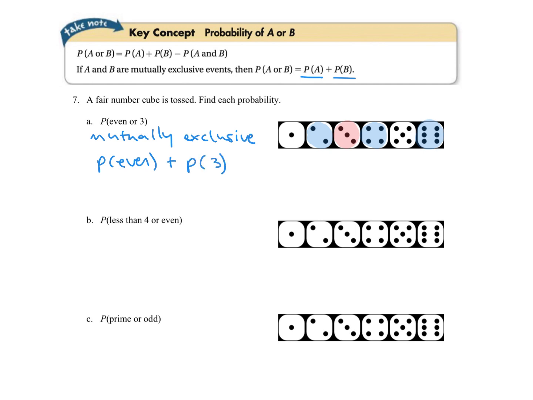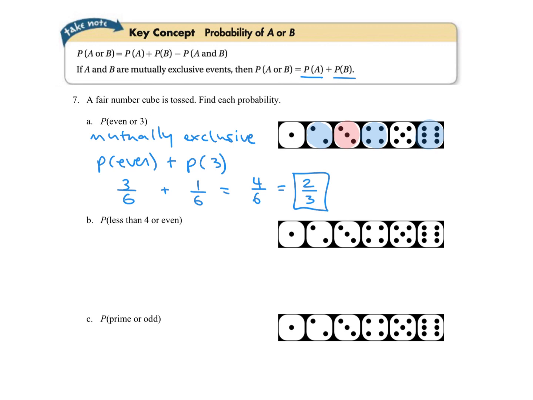And the probability of an even is 3 out of 6. The probability of rolling a 3 is 1 out of 6. We add those together, we add the numerators, keep the denominator the same, 4 out of 6, which reduces to 2/3.